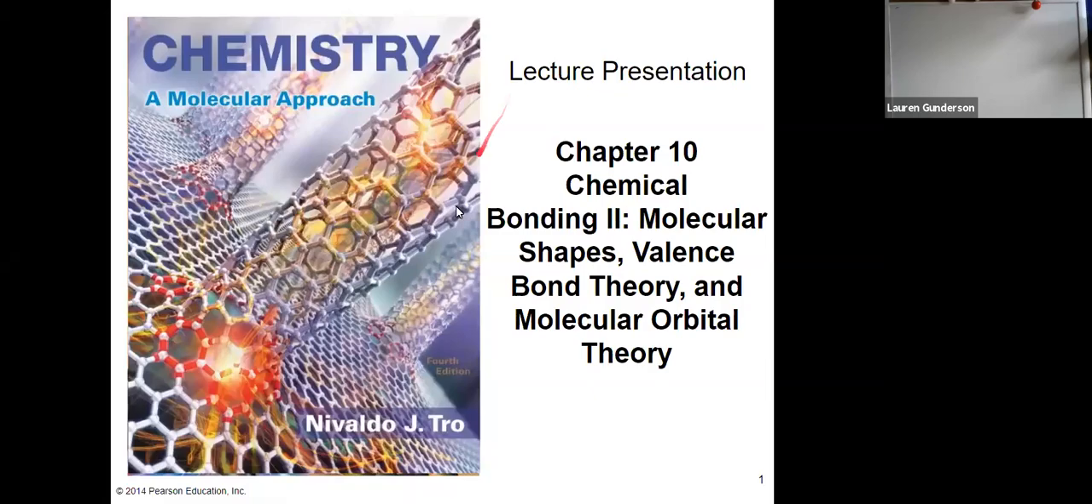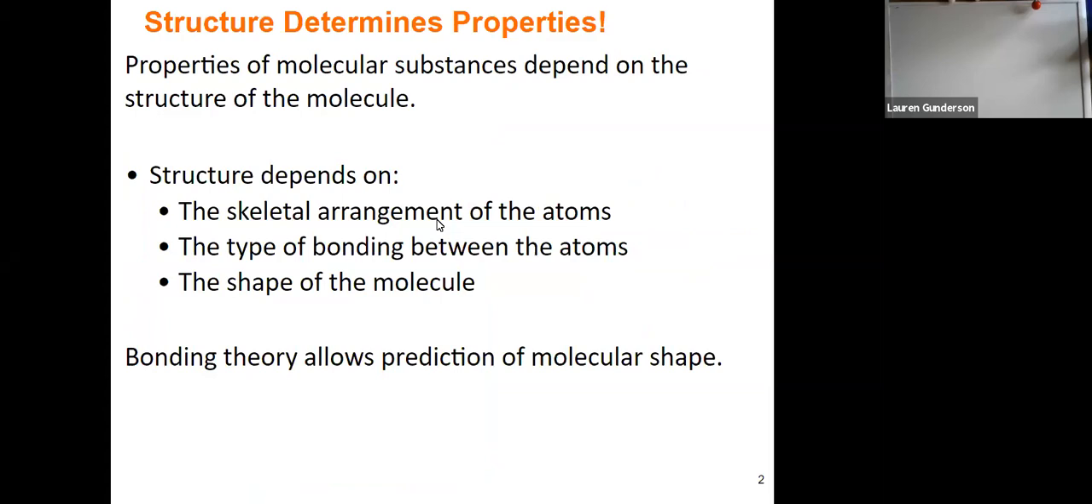Okay, so today we are going to talk about Chapter 10, which is more bonding theory, but specifically we're going to talk about valence bond theory in this chapter, and then molecular orbital theory, which is a little more advanced than the Lewis theory that we previously discussed, but it explains more of the behavior that we see, which is a good thing.